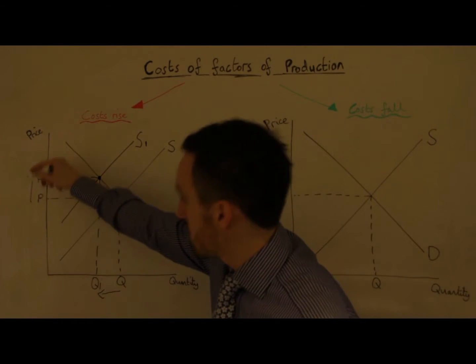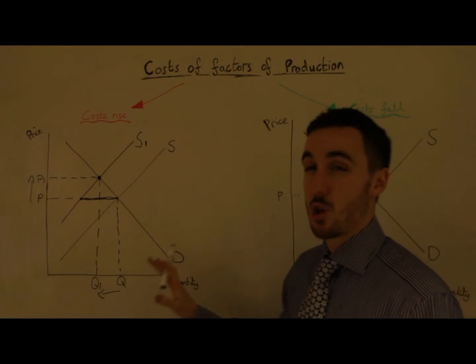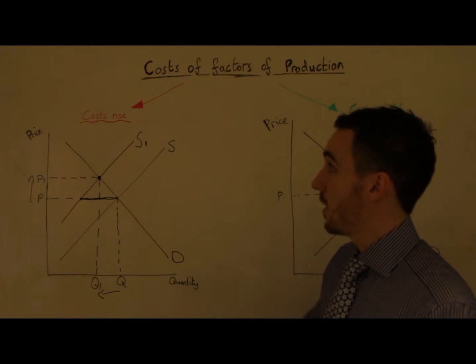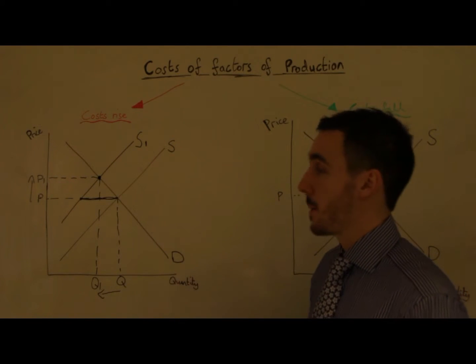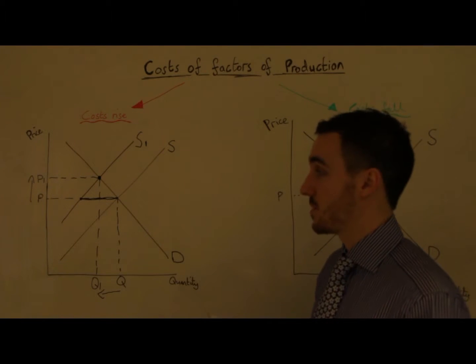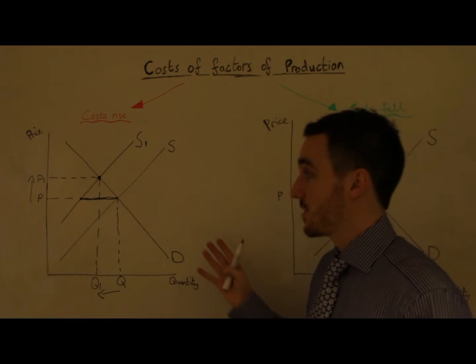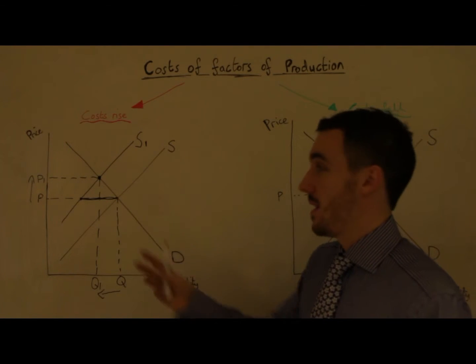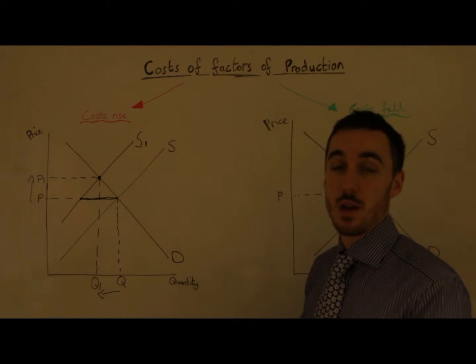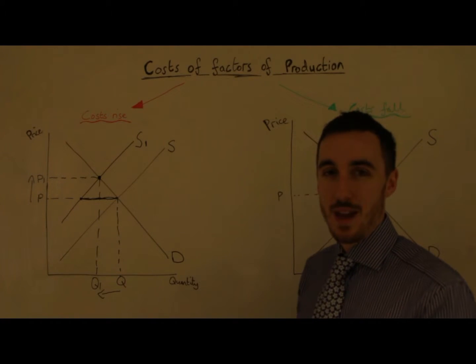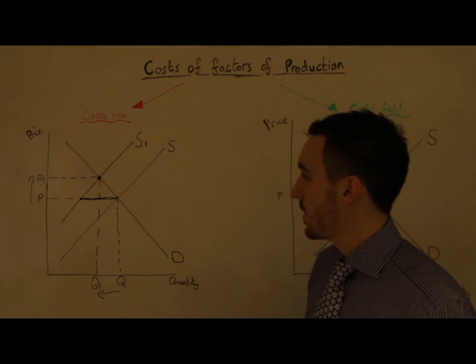So we have price rises and a less quantity in the market from a rise in the cost of factors of production. Again, that is simply because firms cannot afford to provide the same amount as they were before, and so they have to shift their supply curve inwards, and they have to start charging consumers a little bit more to get that extra quantity in the market.